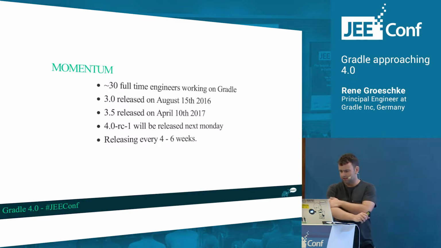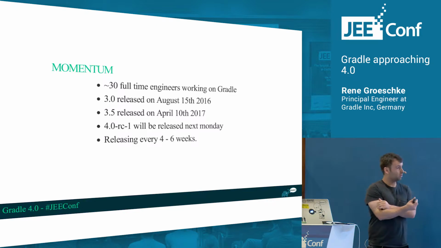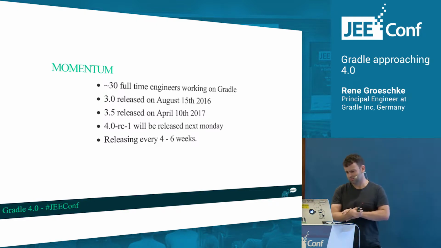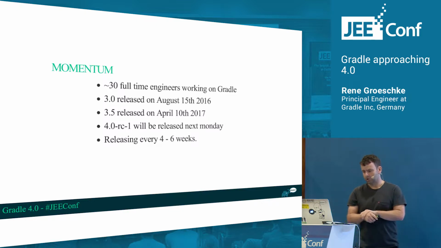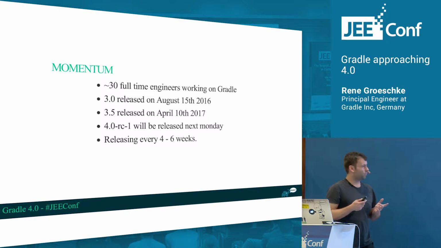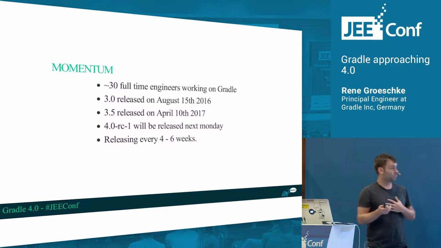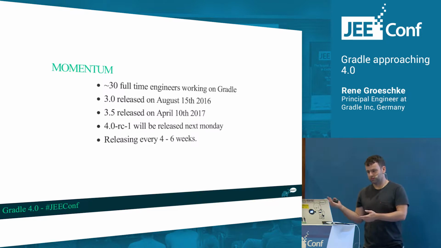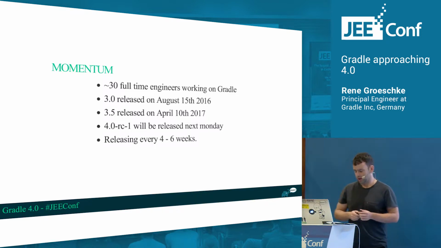And you can see that we have a quite frequent release cycle. So usually we release every, 4 weeks is really optimistic, let's say 6 to 7 weeks. Our latest major release was 3.0. We plan to have the 4.0 release candidate 1 by Monday. Actually, I hoped it would be out yesterday, but something's blocking that. So you can play around with 4.0 pretty soonish.